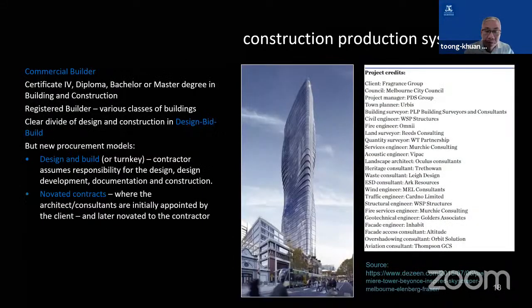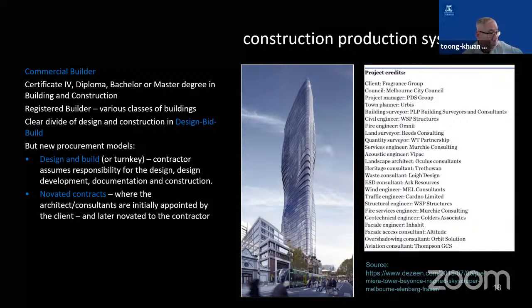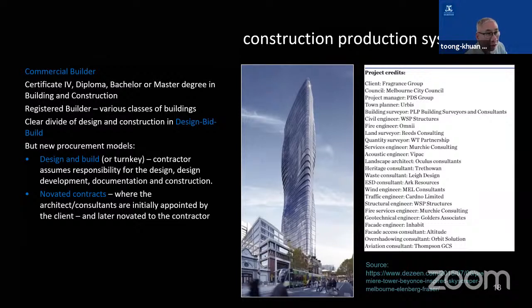Okay. I would like to ask you about the philosophy or the reason why the novated contract is used in Australia. If the architect is initially appointed by the client and there is a selection stage to select the contractor, and the architect is later included in the winning contractor, there will be a conflict of interest for the architect when they're selecting the contractor. No, the architect will not be involved in the selection of the contractor, because the selection of the contractor will be done by the client.